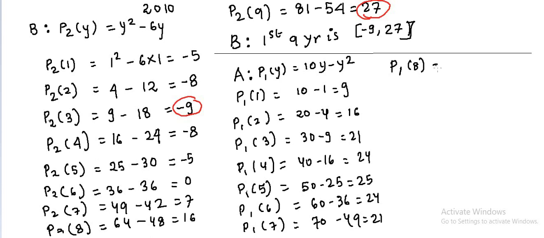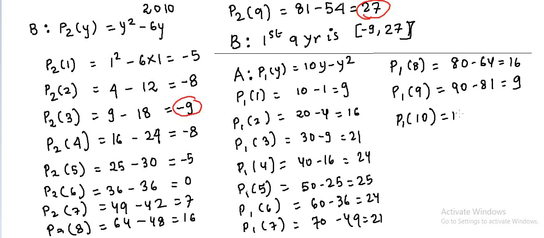P18 will be equal to 80 minus 64, which is equal to 16. P19 will be equal to 90 minus 81, which will give you 9. And P10 will be equal to 100 minus 100, which will give you 0.